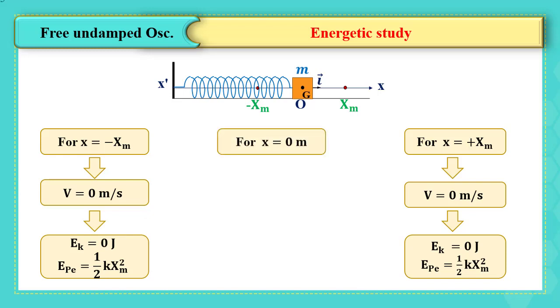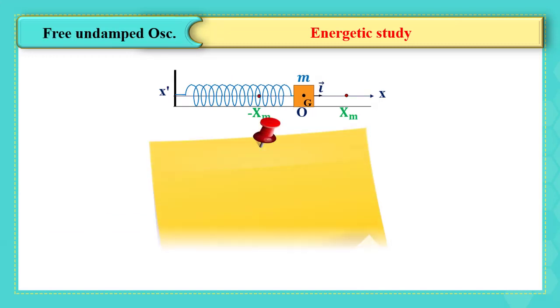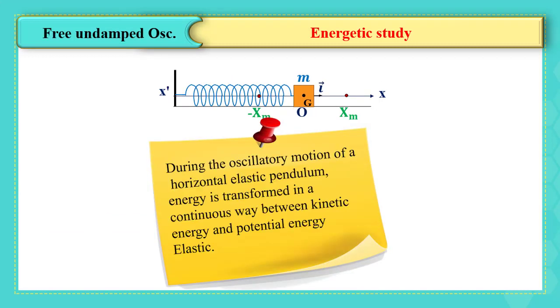While if x is zero, it means that v is maximal, and thus kinetic energy is maximal, and the elastic potential energy is zero. We can see that there is alternating energy exchange between kinetic energy and elastic potential energy, where mechanical energy makes no change.